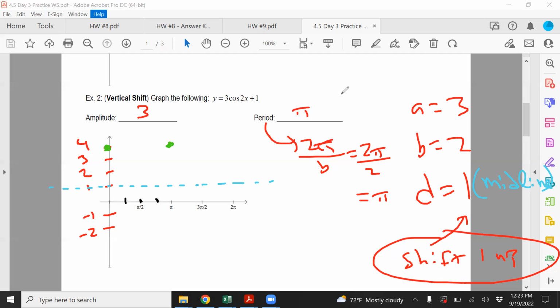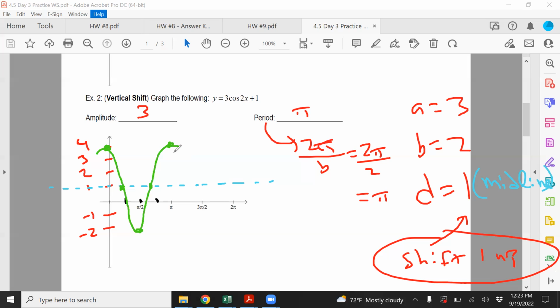So now, how are you going to graph this? You're going to graph it like this. Why are you going down to -2? Because originally the low point was going to be at -3, but it got shifted up 1. It goes up, so this is at -2. Okay, so we started here, and we're ending here because of the period.